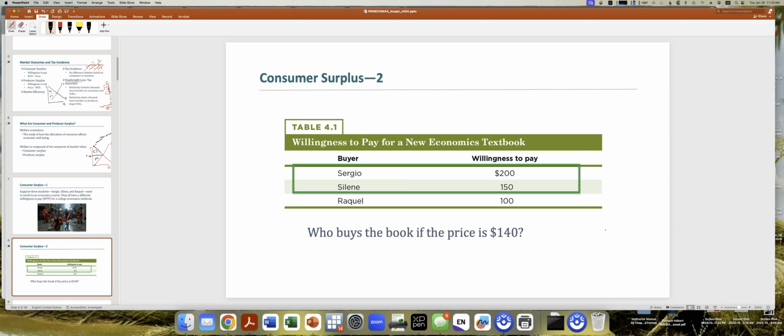Anyway, three people, three different willingnesses to pay. If the textbook is priced at $140, we know that Sergio and Celine would be willing to buy that book because both would feel like they're getting a better deal. They would have been willing to pay more than they otherwise would have. Raquel will not buy the book unless she's forced to, because she doesn't value the book as highly as $140.